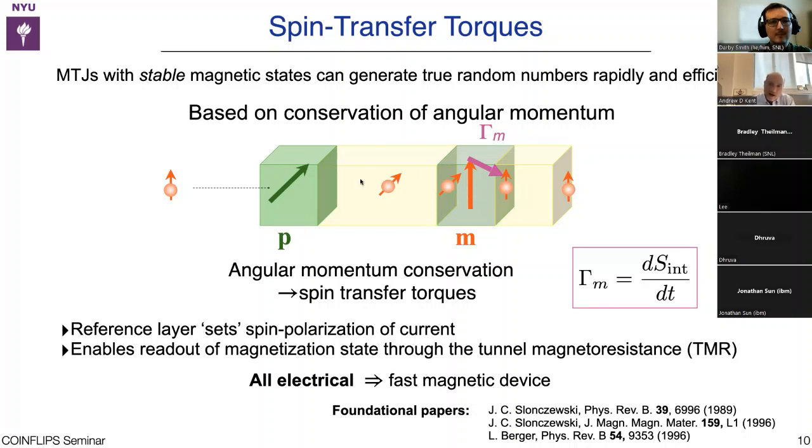We're going to put in almost the right amount of angular momentum to be half the time end up, when the magnet relaxes, in a spin up state or magnetization up, and half the time in a magnetization down. So the reference layer here sets the polarization, and we're going to read out the state with the tunneling magnetoresistance. And maybe this is a good point to stop again for questions.